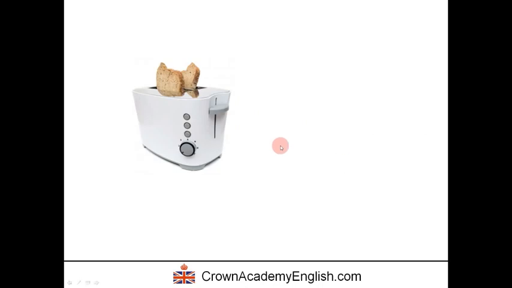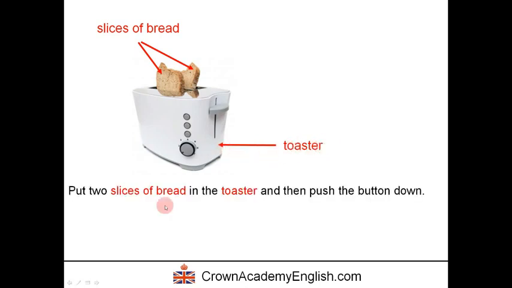Here's a very common object, particularly in England and the United Kingdom. So we start with slices of bread. So here is a slice of bread, and here is another slice of bread. And the object is called a toaster, an electrical toaster. Okay? So we put 2 slices of bread in the toaster and then push the button down.